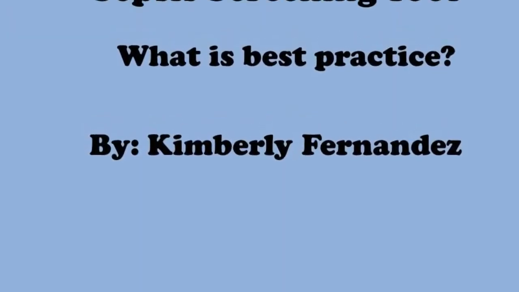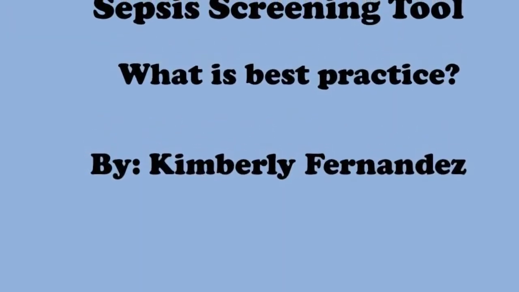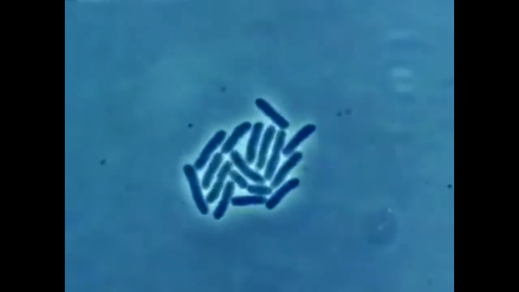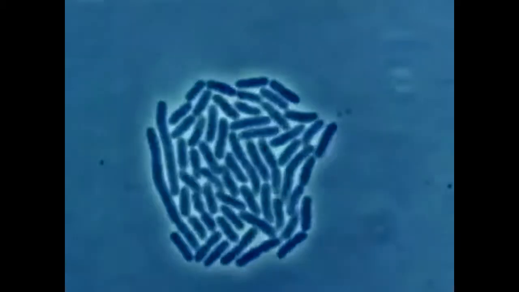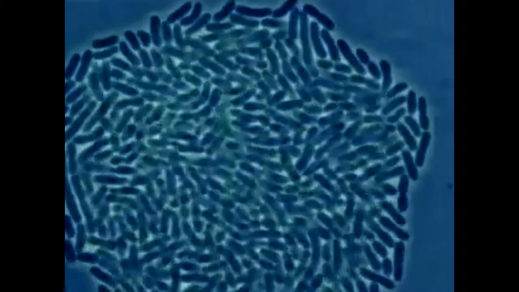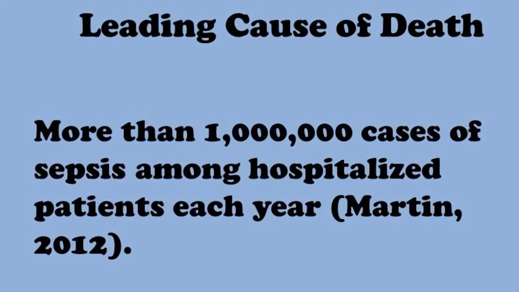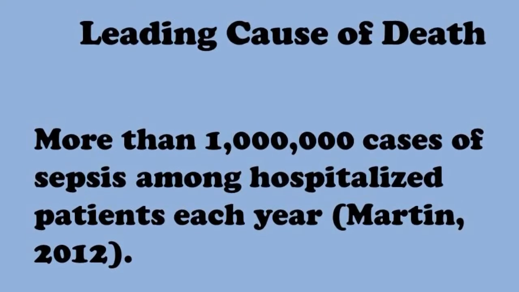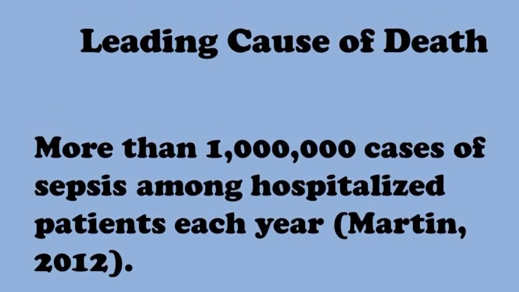Screening tool for sepsis. What is best practice? An expert review conducted by Martin and colleagues found sepsis to be one of the leading causes of death in hospitalized patients. The rates of sepsis increased from 13 to 78 cases per 100,000 between 1998 and 2003. Currently, it is estimated that there are more than 1 million cases of sepsis among hospitalized patients each year in the United States.